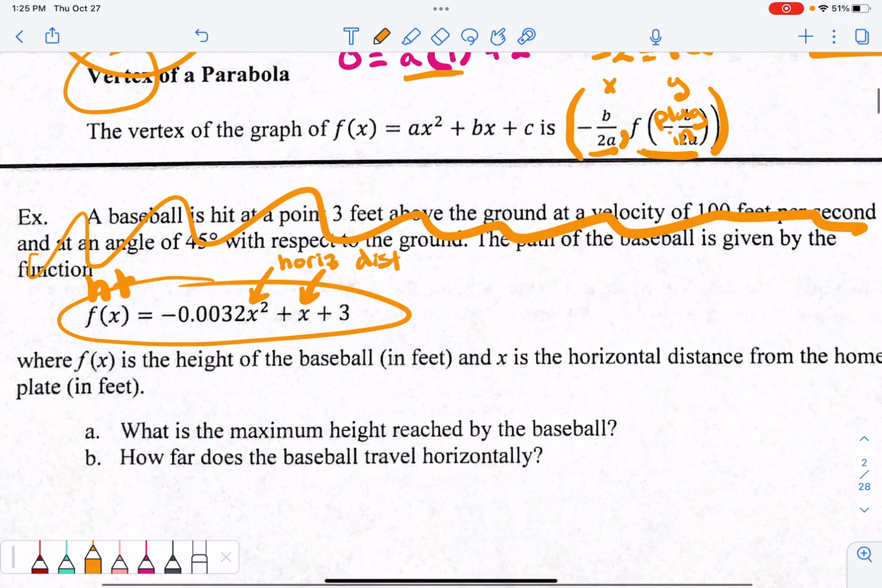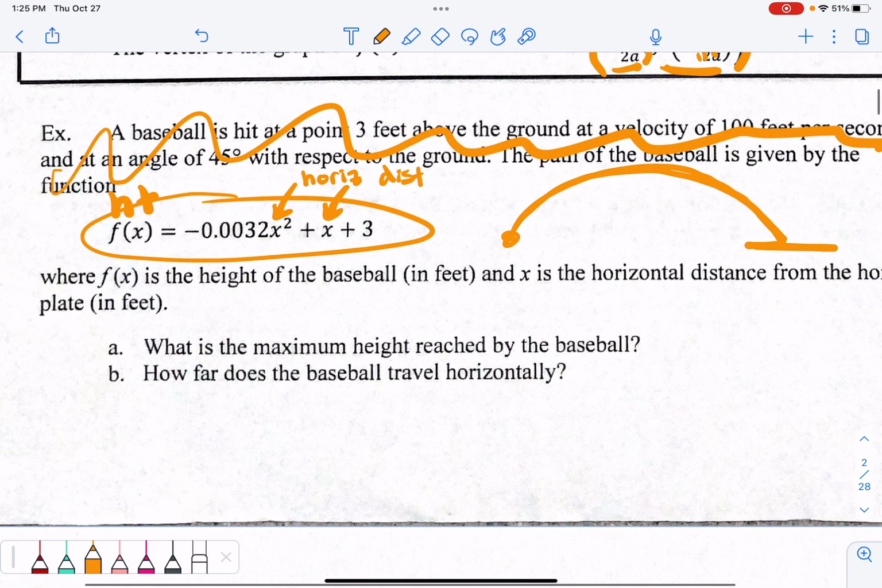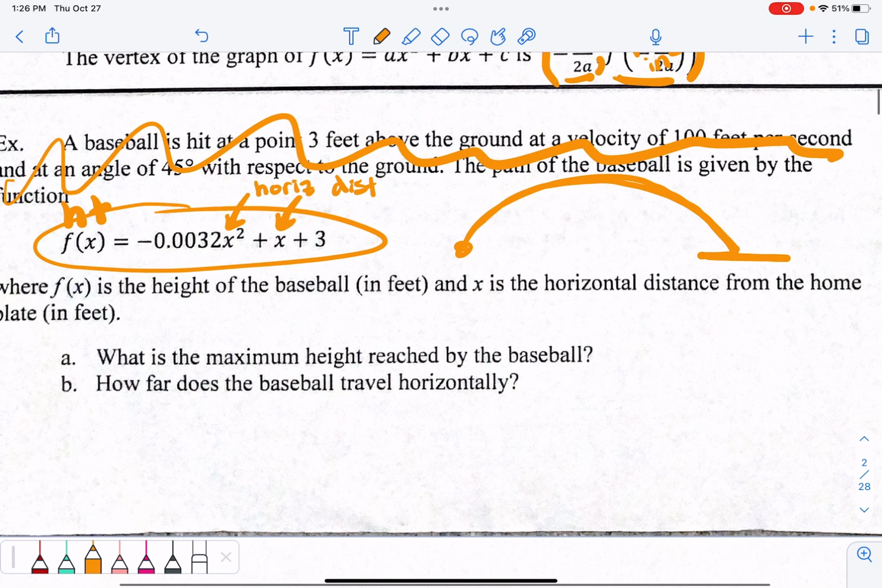This is going to be a parabola, and it's going to be downward facing. I hit the ball, and then it travels up, and it comes back down, and it hits the ground. So that's the path that the ball is going to take. What is the maximum height reached by the ball? Maximum is asking for the vertex, so let's find the vertex.